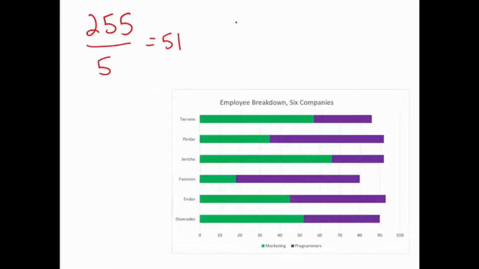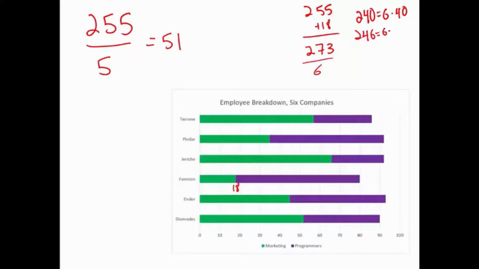If we include Fermion, we have that same sum, 255 plus Fermion, which appears to be about 18. So 255 plus 18 is 273. And we want to know how much does 6 go into this? 273 divided by 6. Well, let's think about this. 240 is 6 times 40.